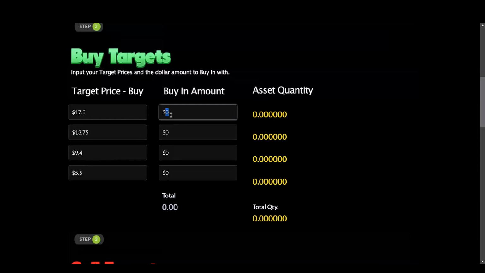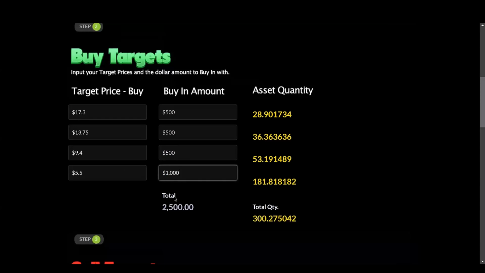So we'll add in our $500 here, another $500, another $500, and then $1,000 if we get down to that $5.50. Try and stack as much as you can while the prices are low. So there's our $2,500 invested. We've got ourselves just over 300 AVAX tokens. And let's look at our sell targets.